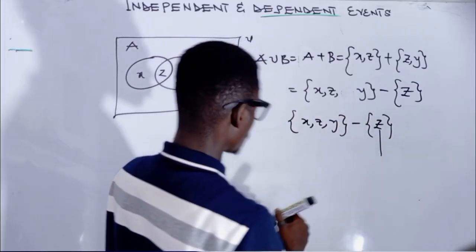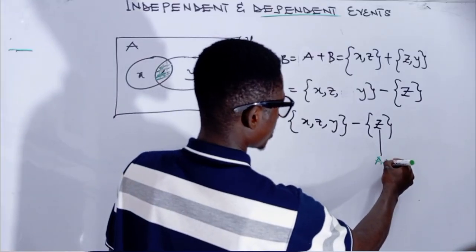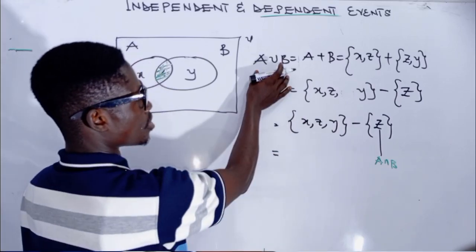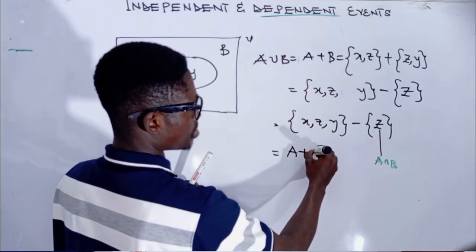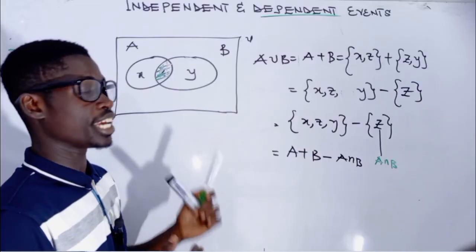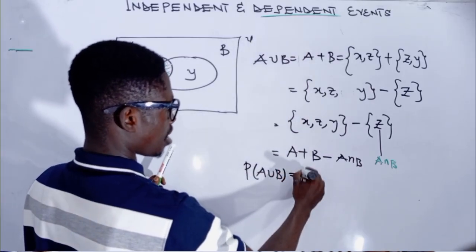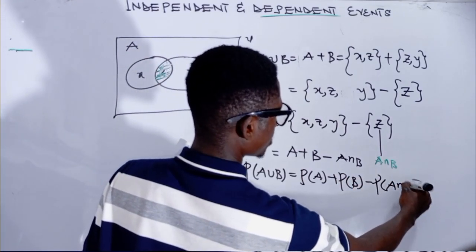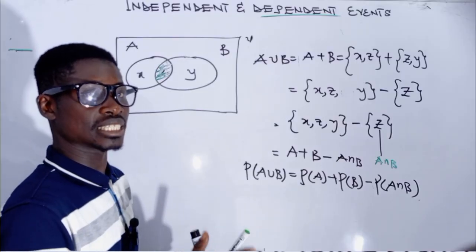Now this Z is the intersection of the two events, so we have A intersection B. So we can say that A union B is obtained by adding the two events together: A plus B minus A intersection B. Therefore, the probability of A union B from a dependent event is the probability of A plus the probability of B minus the probability of A intersection B. This is how we find the probability of a dependent event.